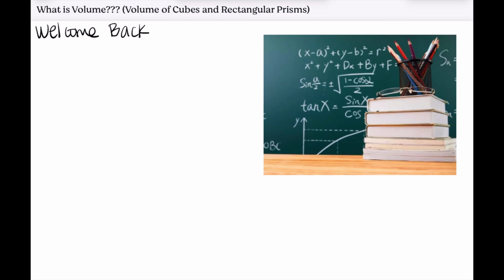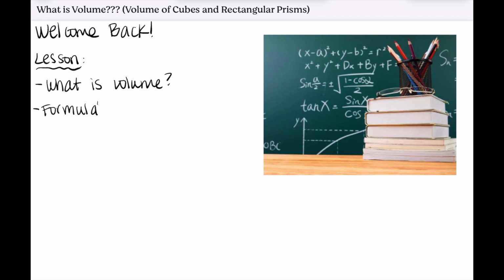In today's video, we're going to continue working through the beginner geometry module. In today's lesson, we're going to learn what is volume, and we will go over the volume of cubes and the volume of rectangular prisms.